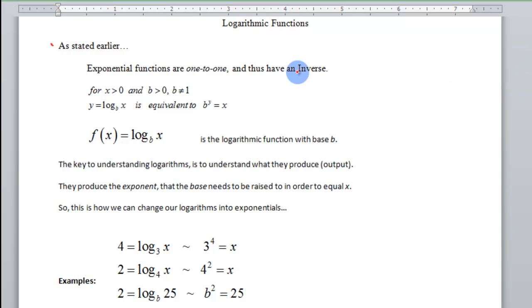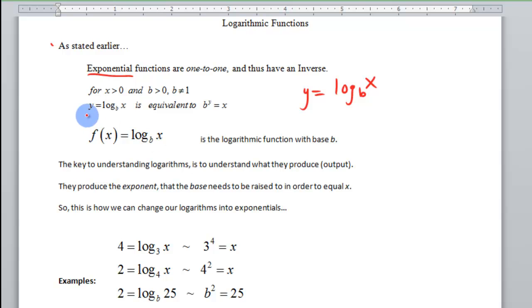Alright, this is a little introduction to logarithmic functions. As stated earlier, exponential functions are one-to-one, meaning they have an inverse. And this is the basic definition of a logarithm. You have y equals the log of base b of x, the input. That's the log definition, where x is always greater than 0, so your input has to be always positive, and your base is always positive as well, and it's never equal to 1.